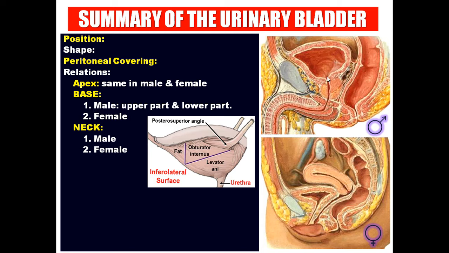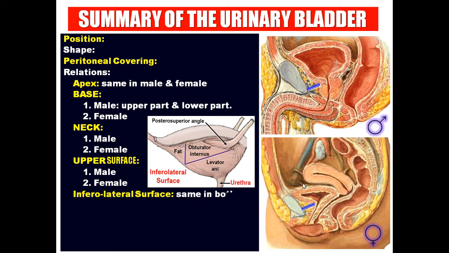Then the neck. In the male, it rests on the prostate gland and it is connected with the pubis by the puboprostatic ligament. In the female, the neck of the urinary bladder is continuous with the urethra and is connected with the pubis by the pubovesical ligament. Upper surface: small intestine. Inferior lateral surface: the anterior part is related to retropubic fat, the posterior part to obturator internus and levator ani.